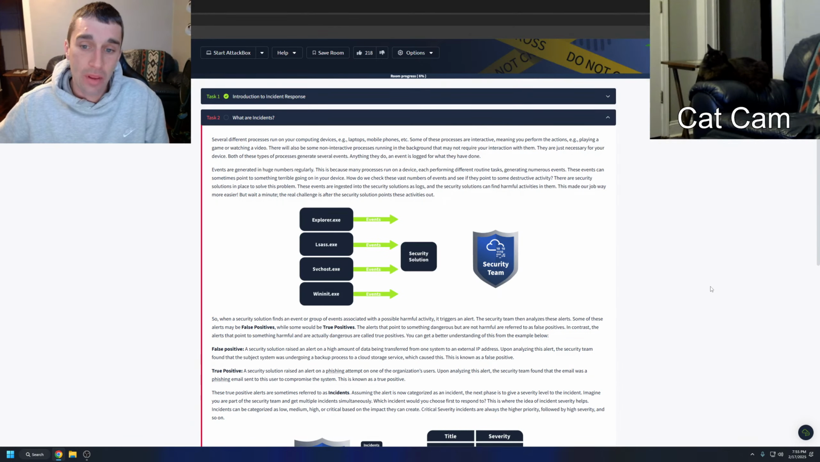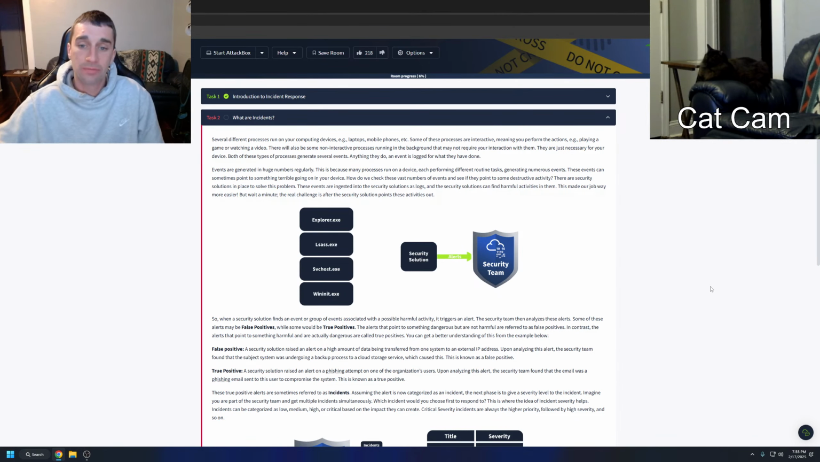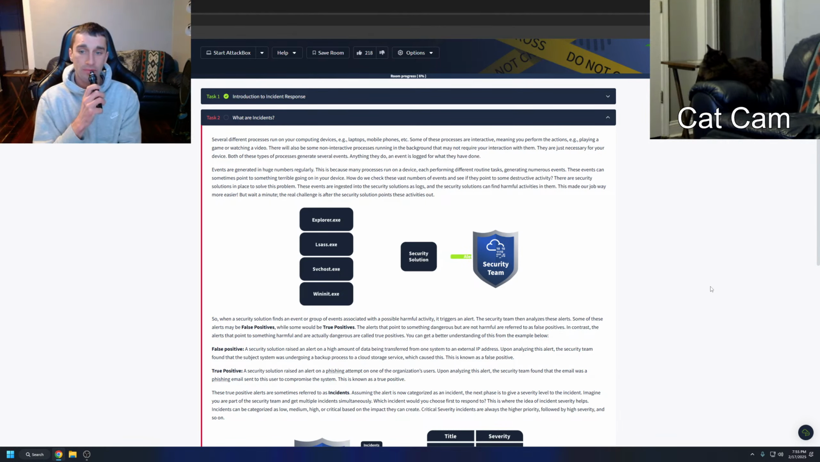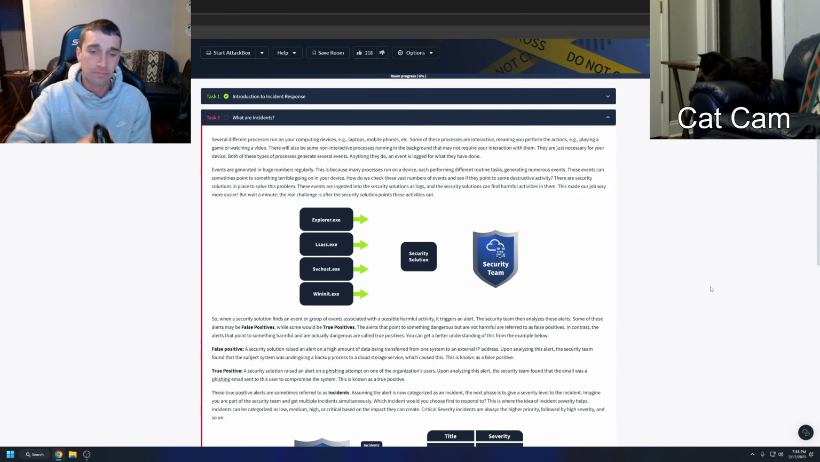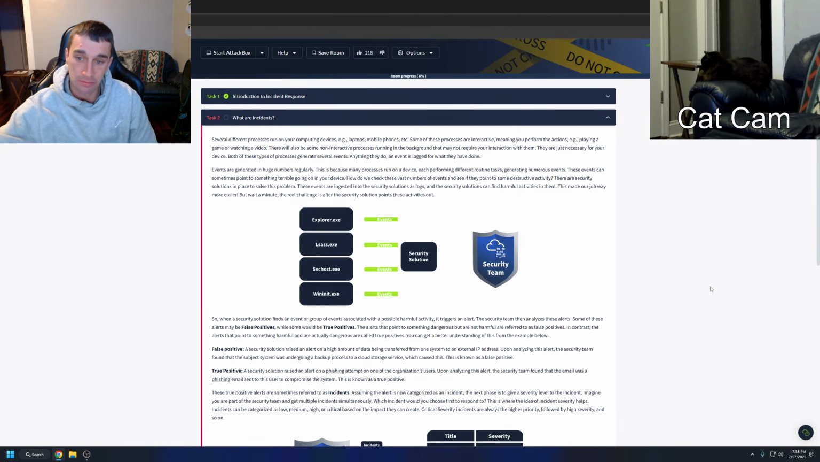routine tasks, generating numerous events. These events can sometimes point to something terrible going on in your device. How do we check these vast numbers of events and see if they point to some destructive activity? There are security solutions in place to solve this problem. These events are ingested into the security solutions as logs, and the security solutions can find harmful activities in them. This made our job way easier.